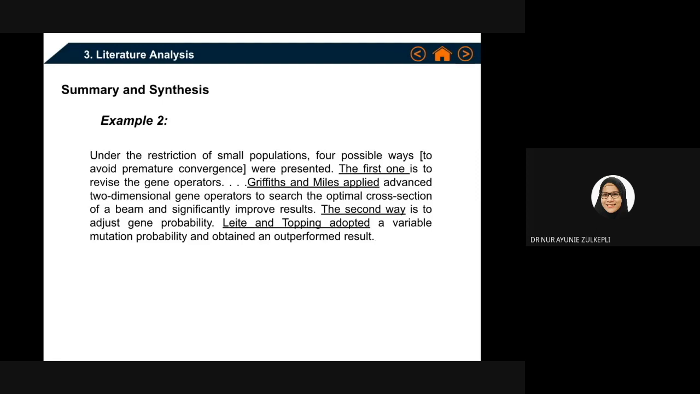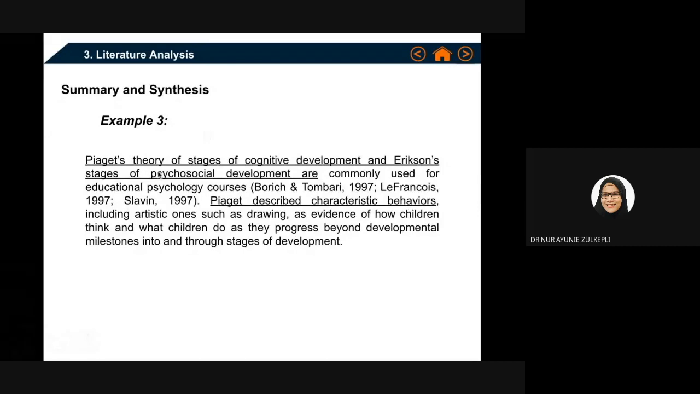Like I said, in one paragraph, you need to talk about point A. So you find from your literature review which paper describes point A, and then you summarize it. Okay, so this is example number 3, also the same.